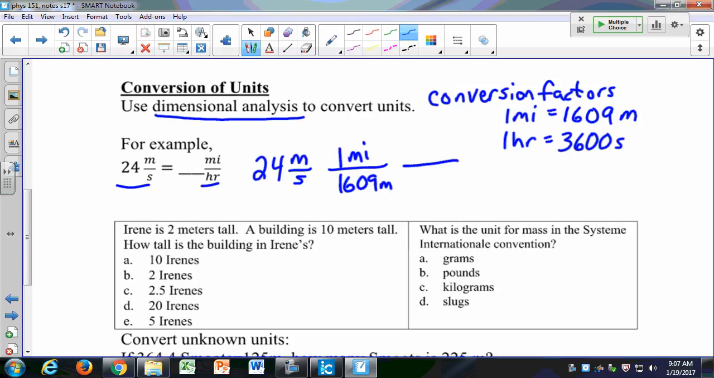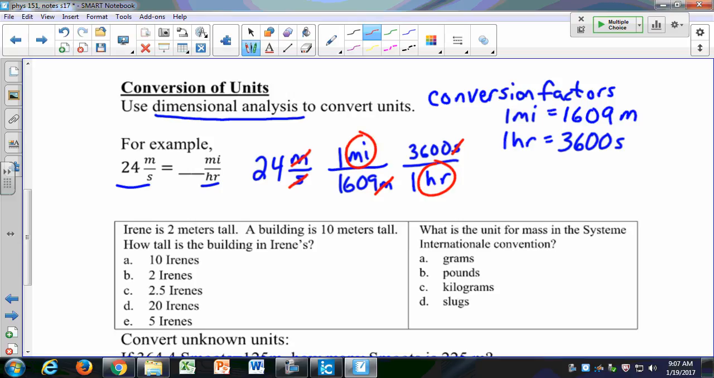And then in a similar way, if I want to convert seconds, what am I going to put in the denominator here, in the bottom part of the fraction? I'm going to put hours, right? And so I have 1 hour is 3,600 seconds. And then I can go back and cancel out some units. My seconds cancel here and here. My meters cancel here and here. And I'm left with miles per hour.